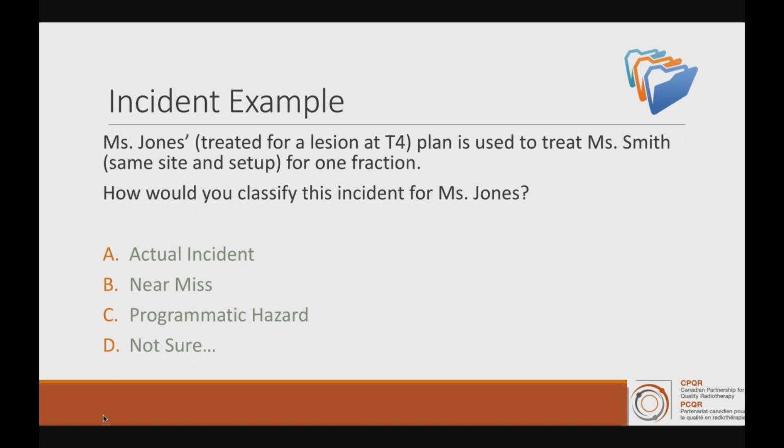Our next example: Ms. Jones is being treated for a lesion at T4. However, her plan is used to treat Ms. Smith for the same site and setup for one fraction. So how do you classify this incident for Ms. Jones? Is it actual, near miss, programmatic hazard, or are you not sure?